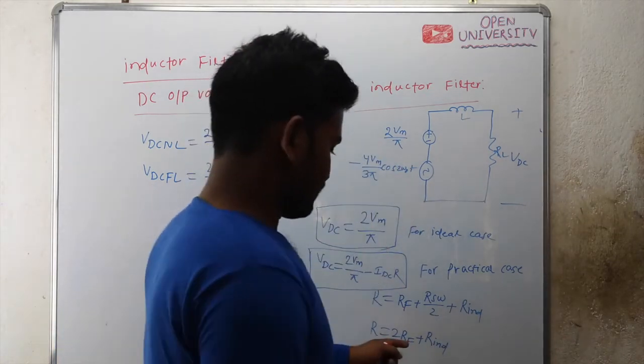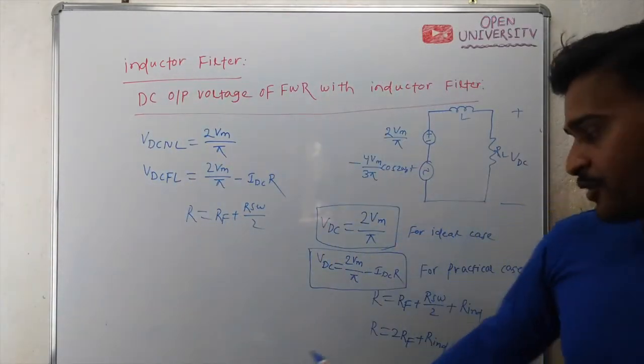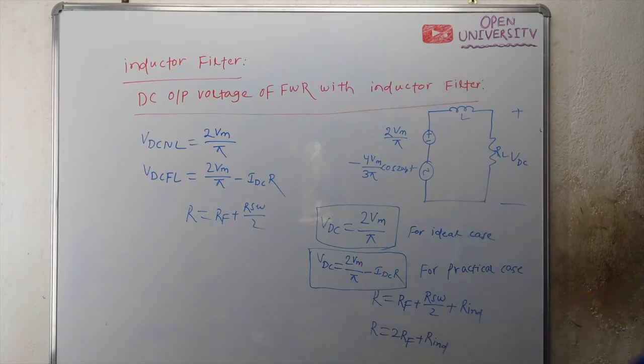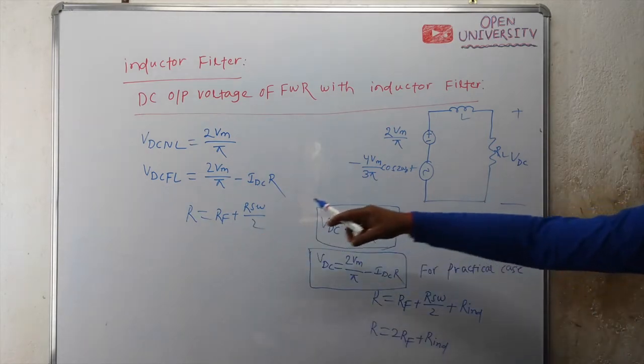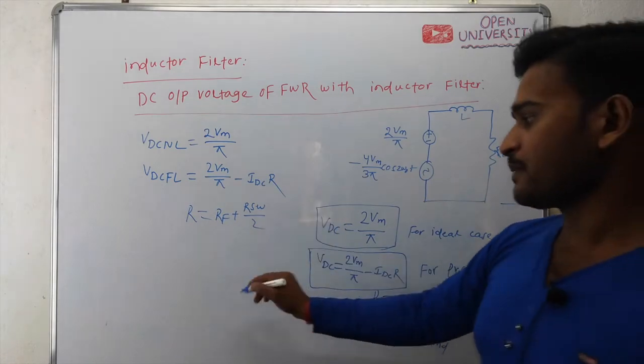This is when you connect a bridge rectifier with inductor filter. This is when you connect a center tap full wave rectifier with inductor filter. So you need to remember these two. And the formula for your bridge rectifier with inductor filter, the ripple factor formula was the same.